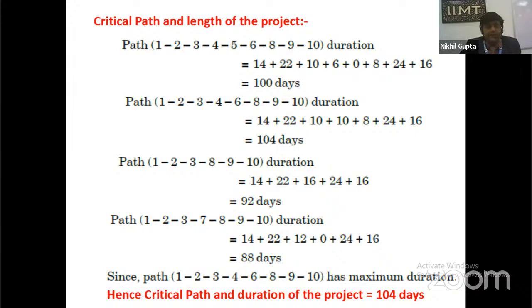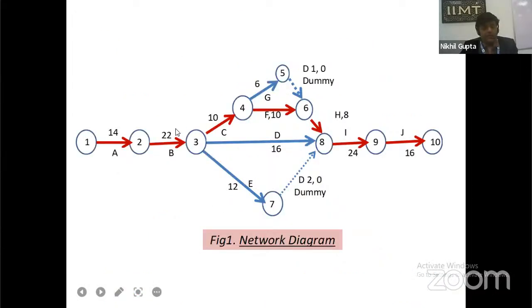We already discussed that the critical path follows the highest duration of time. So 104 days means path number 2 is the critical path, since events 1, 2, 3, 4, 6, 8, 9, 10 have the maximum duration of 104 days. It is the length of the project. In this network, marked by the red lines, activity A means events 1, 2, 3, 4, 6, 8, 9, 10. This is the critical path, and it takes 104 days to complete the project.